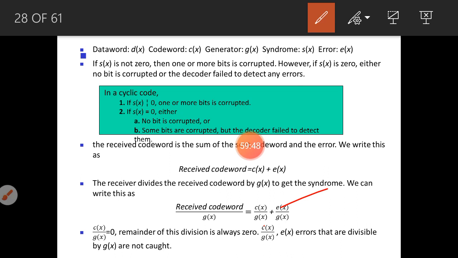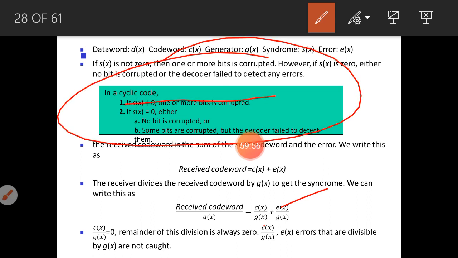The data word is d of x, the code word is c of x, the generator is g of x, the syndrome is s of x, and the error is e of x. So they have given one block diagram. If s of x is not equal to 0, one or more bits have been corrupted. If s of x is equal to 0, no bit has been corrupted. A syndrome value equal to 0 means no bit has been corrupted, or sometimes some bits are corrupted but the decoder failed to detect it.